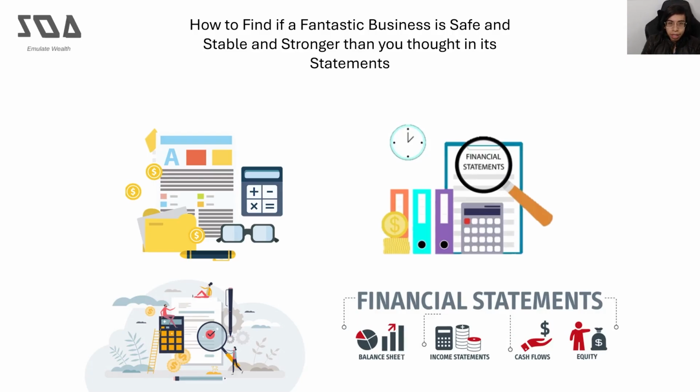All right, hi everyone. In this lesson, we're going to go over the statements, how to find if a fantastic business is safe, stable, and stronger than you thought it was in its current statements. Usually in a financial statement, you have the balance sheet, income statement, and cash flow statement, and with the balance sheet, you will get the equity, which will be the shareholders' equity. So, let's get right into it.